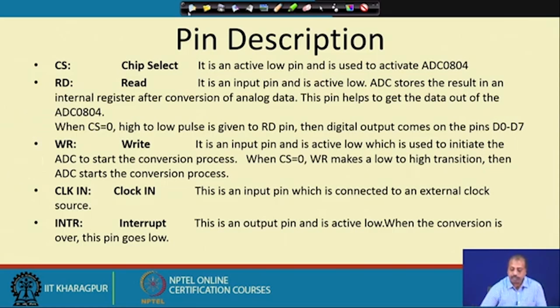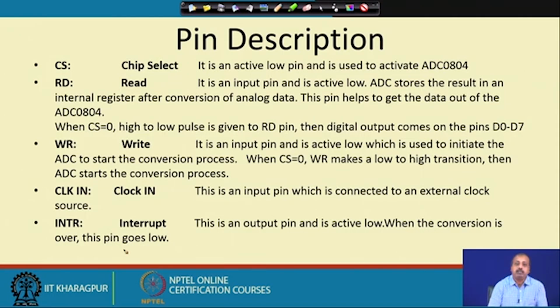Then we have clock in. If you have an external clock source, then you can connect it to this clock line. This will act as the external clock source. As I said, the 0804 has an internal clock source as well, but if you will be working with an external clock, you can do that. Then there is an INTR pin, which is an output pin and active low. When the conversion is over, this pin will go low.